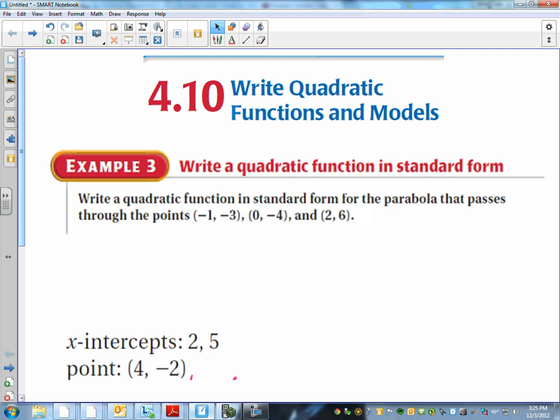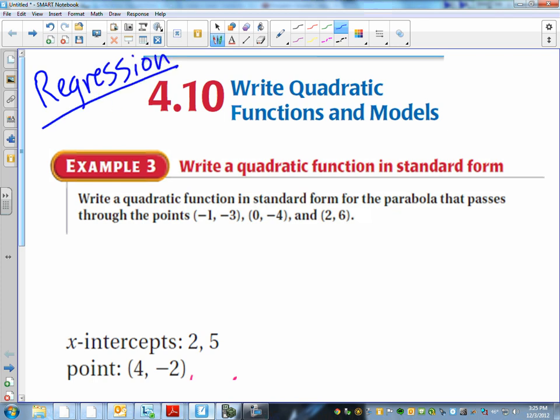This is very similar to what we did with linear functions not too long ago. This is called regression, and that's where you fit points to a line. This time though, we're going to fit points to a U-shaped line instead of a straight line. So linear regression is fitting points to a straight line. Here we're fitting points to a U-shaped line.